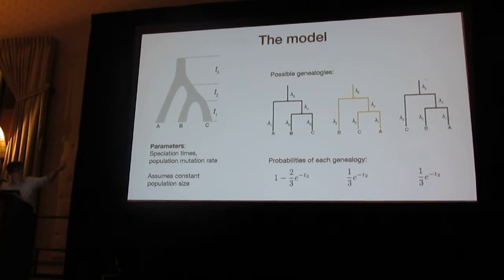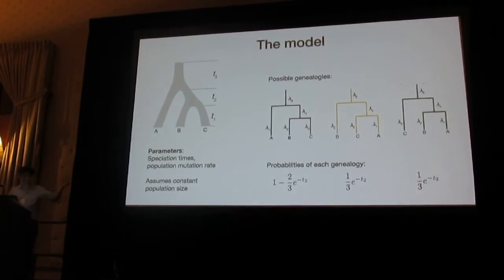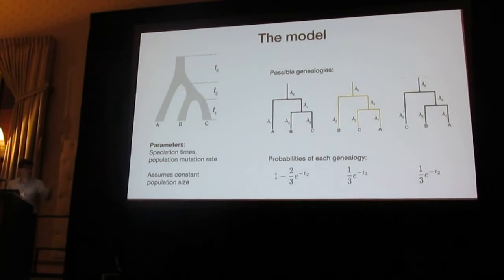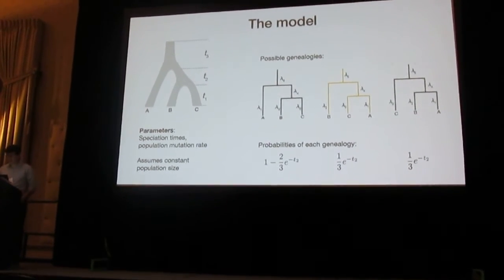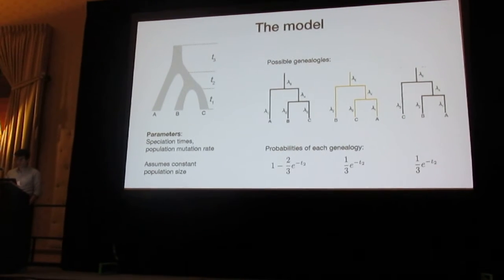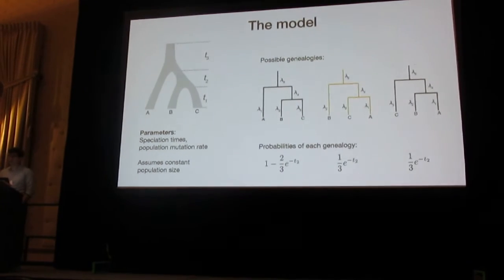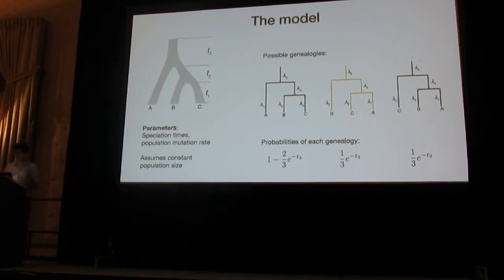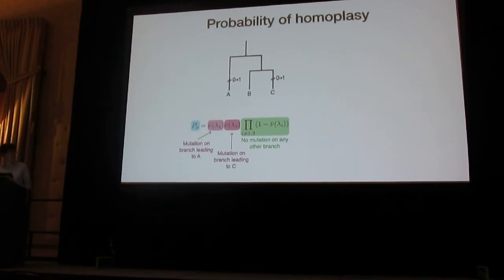I'm going to label those branches lambda 1 through 5 because we're going to be interested in tracking the mutation events that happen in each one of those genealogies, but they're less important for us right now. Just with this setup, we can describe the probabilities of both convergence, or what I'm calling now homoplasy, and hemiplasy. I'm going to walk you through that.